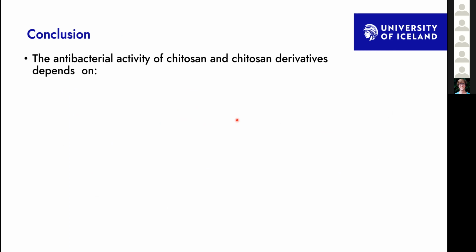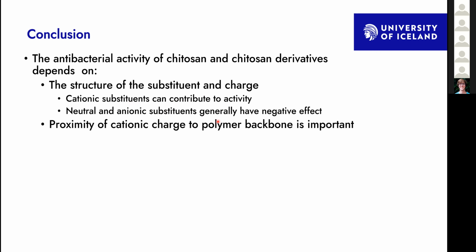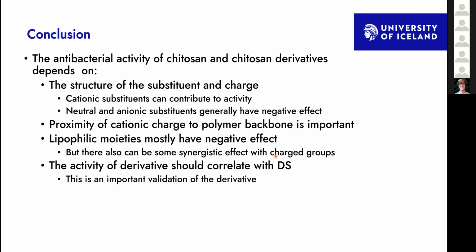Conclusion: the antibacterial activity of chitosan and chitin depends on the structure of the substituent. The cationic substituent can contribute to activity. And I didn't go into all these results that we have, that neutral and anionic substituents generally have a negative effect. Proximity of the cationic charge to the polymer backbone is important, and the lipophilic moieties often have a negative effect, but there can be some synergistic effect with charged groups.